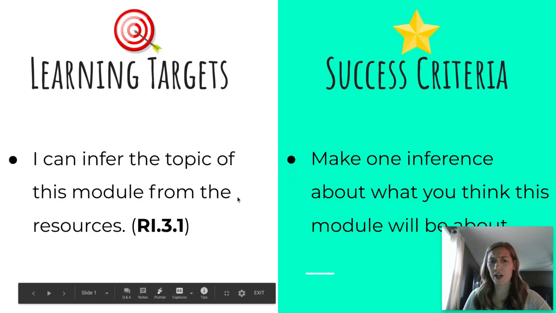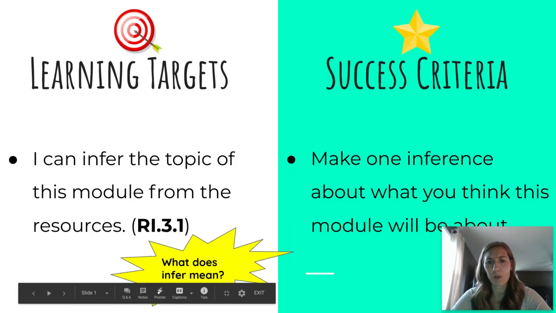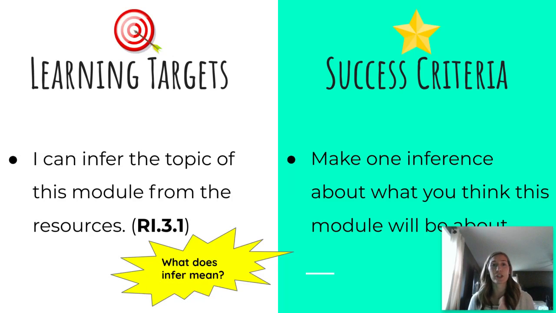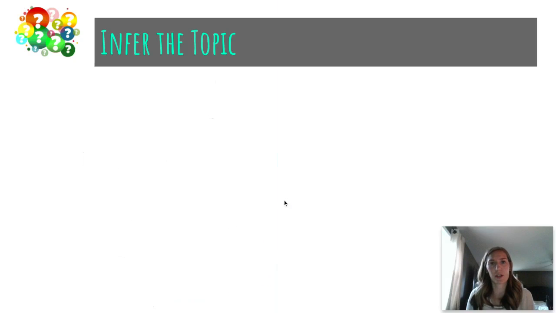Now, before we get started, we have to review: what does infer mean? What's an inference? Well, if we remember, an inference is when you take a clue or some piece of text evidence or some sort of resource, you observe it, you ask some questions about it, and you combine it with your thinking to make a new conclusion or come up with a new idea. So we are going to be looking at some resources. Those are your clues. You're going to combine those with your background knowledge to come up with a conclusion, an inference. What do you think we're going to be reading about in this module?